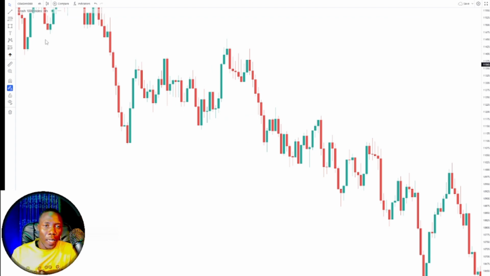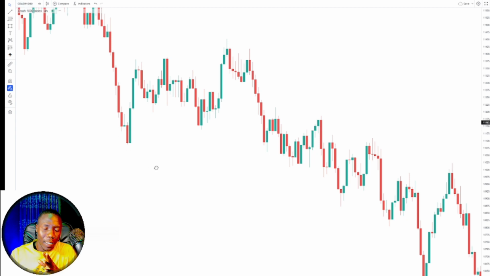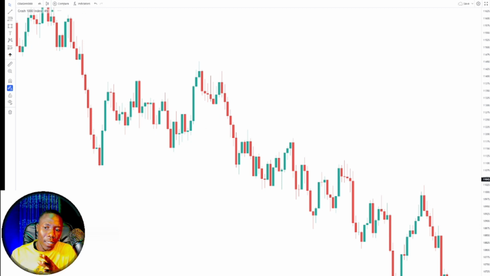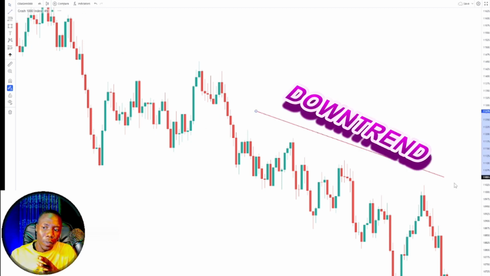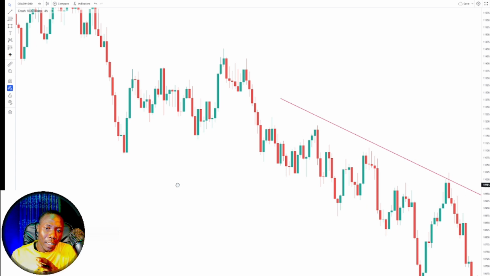We're looking at the screen. We notice that this is Crash 1000 and it's in a downtrend. Do you agree with me that this is in a downtrend? So let me show you the reason why I picked this very point. It caught my attention because of this downtrend. If you can agree with me, the next thing I'll share is more conviction with you.